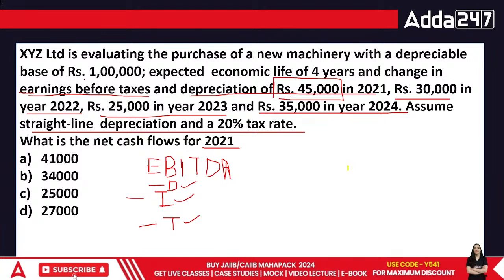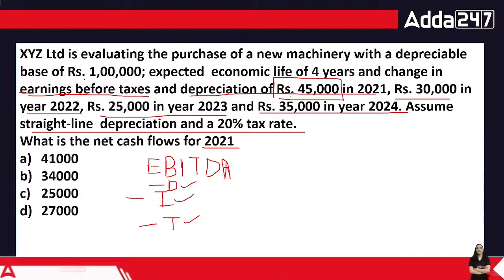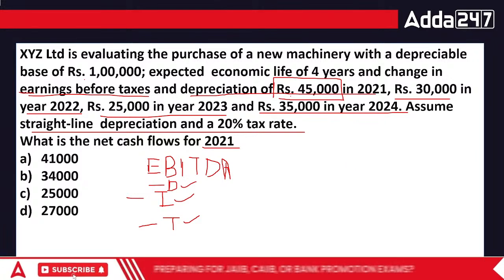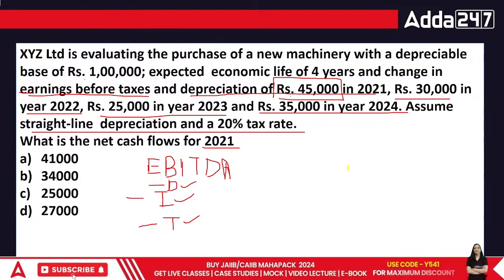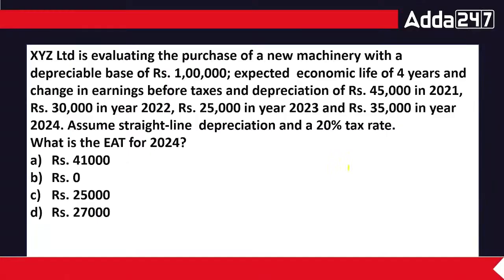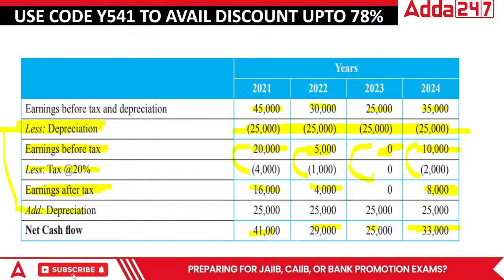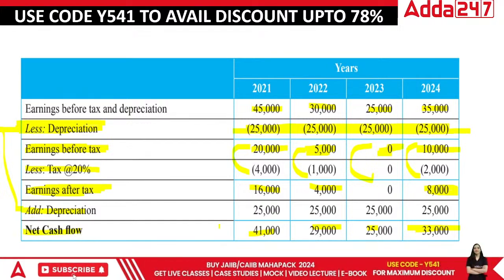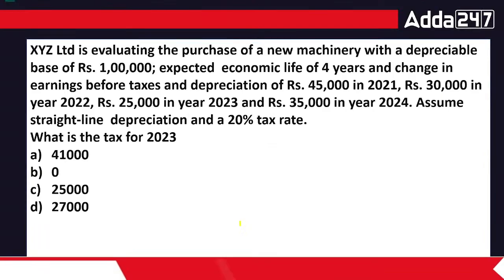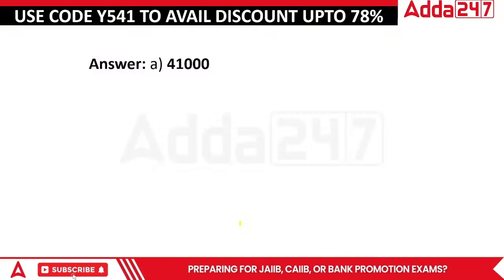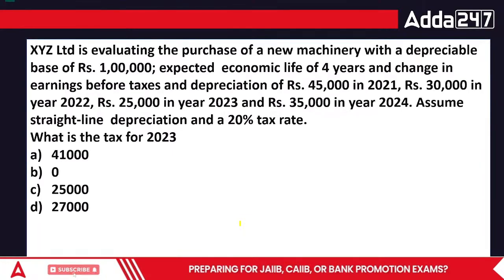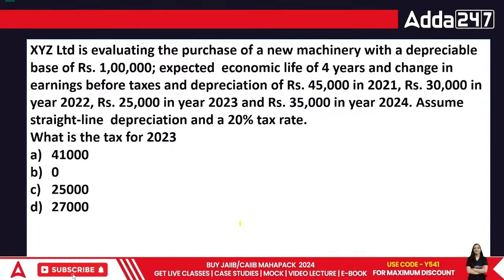So the first question says, what is the net cash flows? Net cash flows means the last amount in the first year. 41, 34, 25 or 27. In the first year, net cash flows. The net cash flows in the first year is 41,000. You got the answer? So this is the first year.